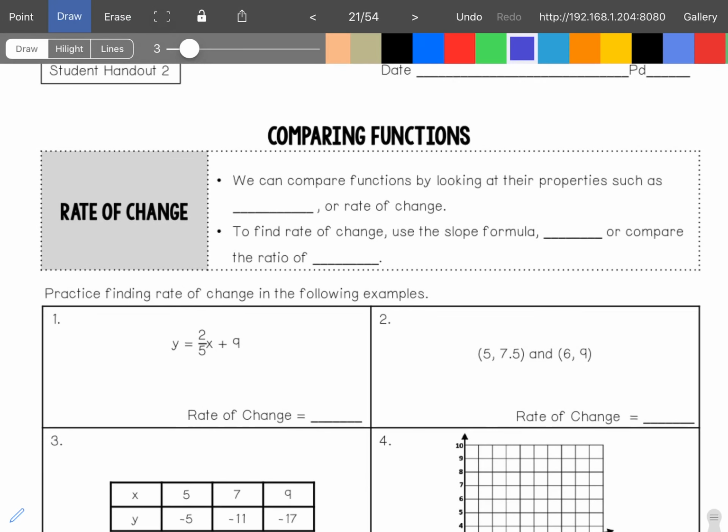Hello, this lesson is on comparing functions. All right, we're going to start out with rate of change, which is something we've already discussed and learned a lot about in our last unit.